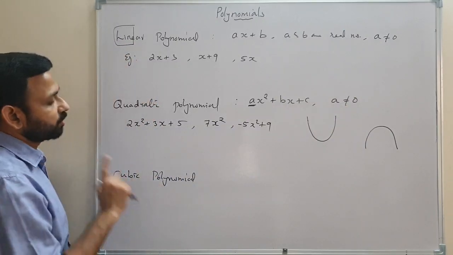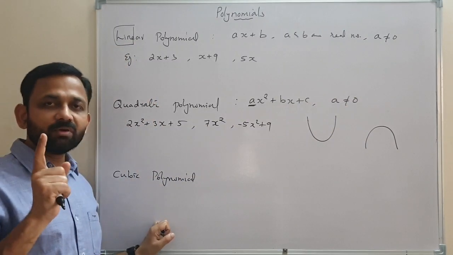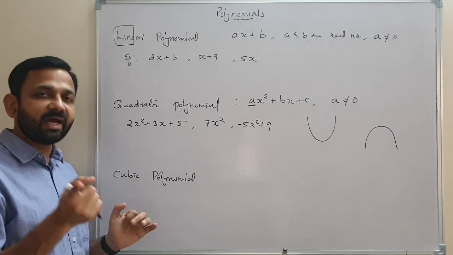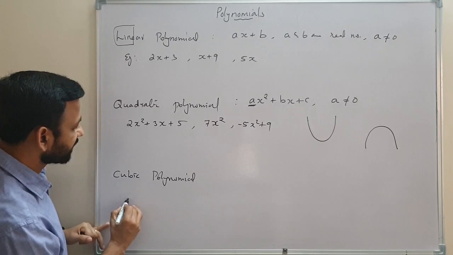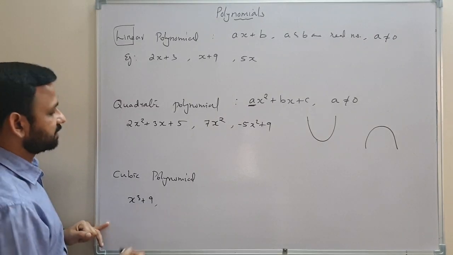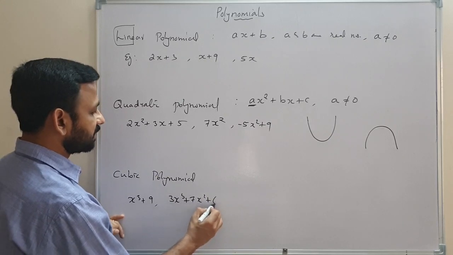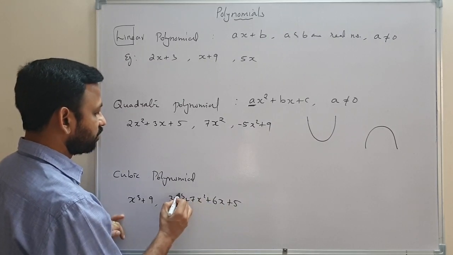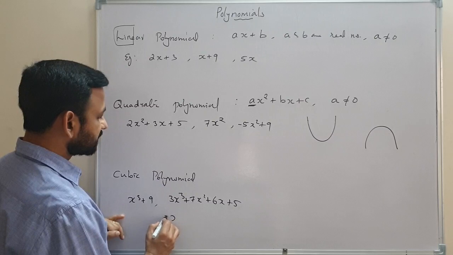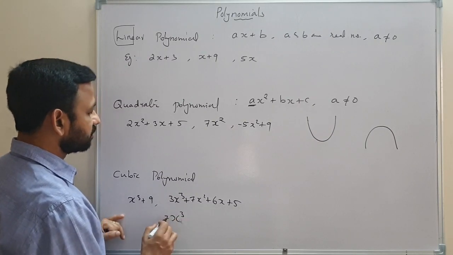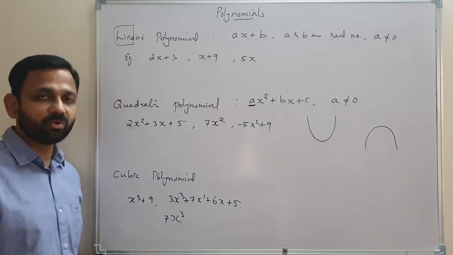Then next one is cubic polynomial, a polynomial of degree 3. A polynomial in one variable and degree 3. Example, x cube plus 9 is a cubic polynomial. 3x cube plus 7x square plus 6x plus 5 is a cubic polynomial. 7x cube is another example for cubic polynomial.